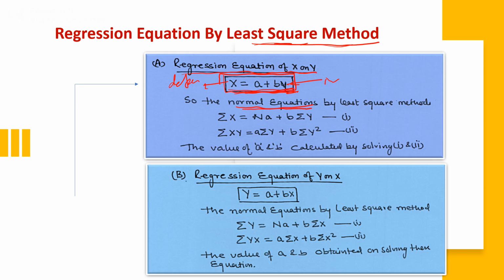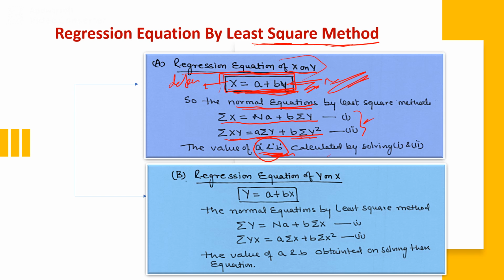Taking the summation on both sides, we write summation x = na + b summation y. After multiplying by y on both sides of that equation and taking the summation, we get equation 2, which is summation xy = a summation y + b summation y square. On solving these equations simultaneously, we obtain the values of a and b, and after putting those values of a and b in the expression, we obtain the regression equation x on y.